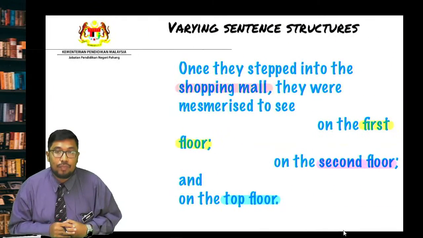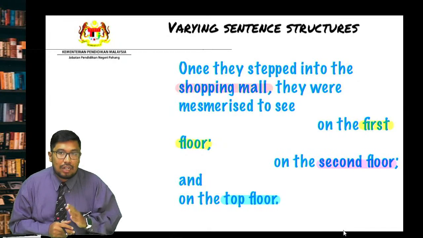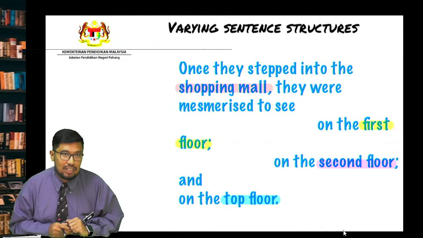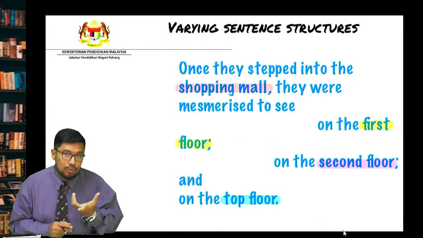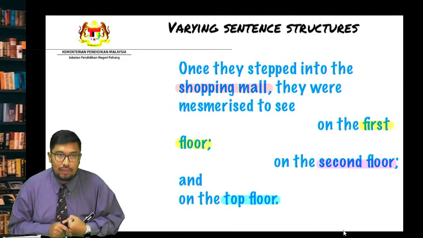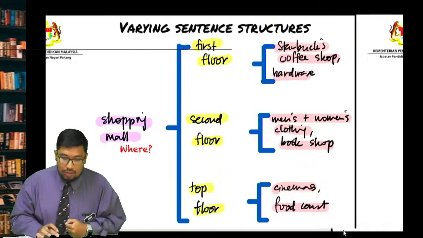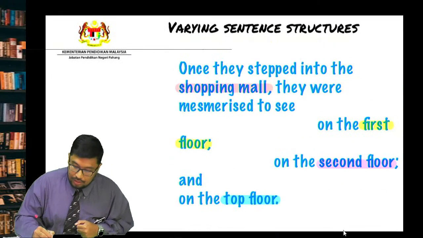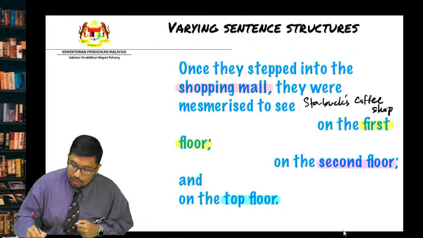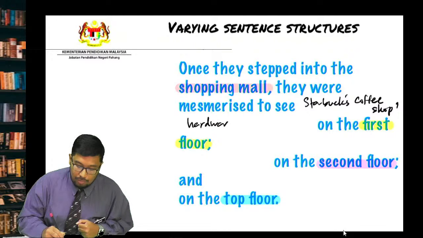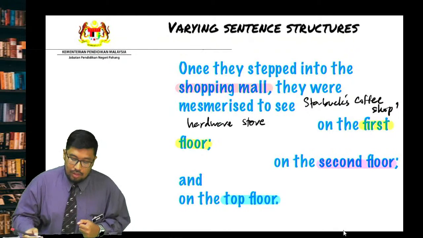So how can you go about including a semicolon in the sentence? It's like this. Remember just now, we talked about how you can develop your rising action. So you can start your sentence with this. Once Ali and Abu stepped into the shopping mall, they were mesmerized to see a Starbucks coffee shop, comma, hardware, or maybe a hardware store on the first floor.